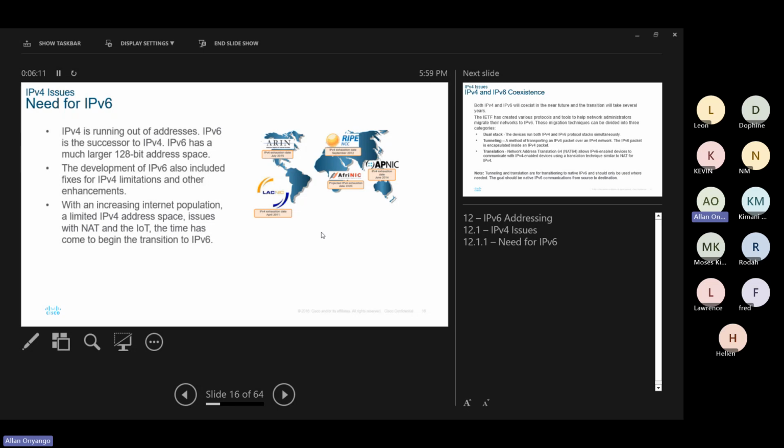There's the limited space for IPv4. There are just 1.3 billion. Network address translation has its own issues. The fact that it translates public to private, private to public, it has made it very hard to work with some applications like VPNs. They have a lot of challenges for them.